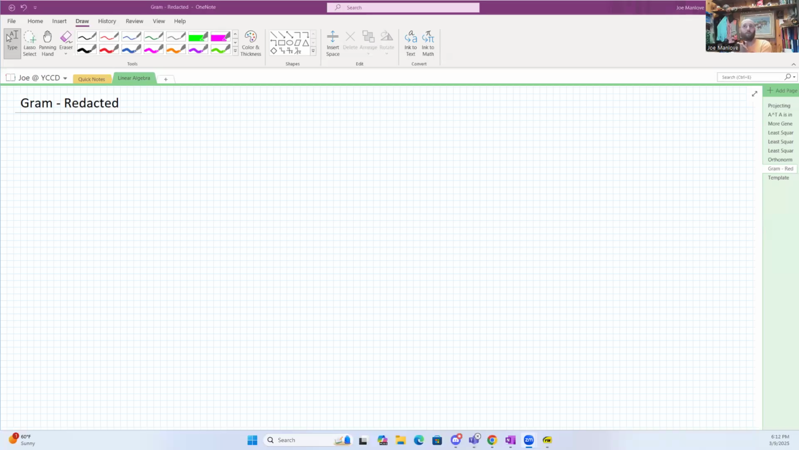Okay, so we're going to talk about the Gram redacted process today. It should be noted that this is sometimes called the Gram-Schmidt process.